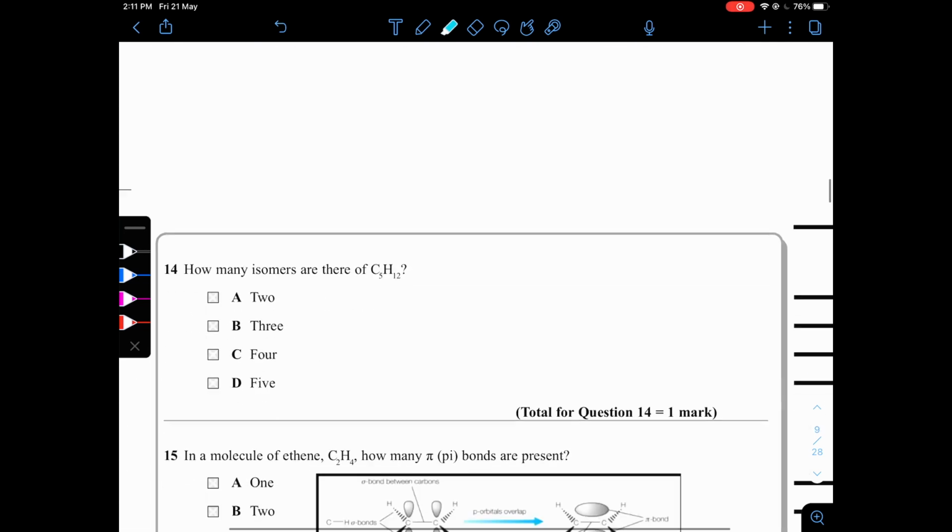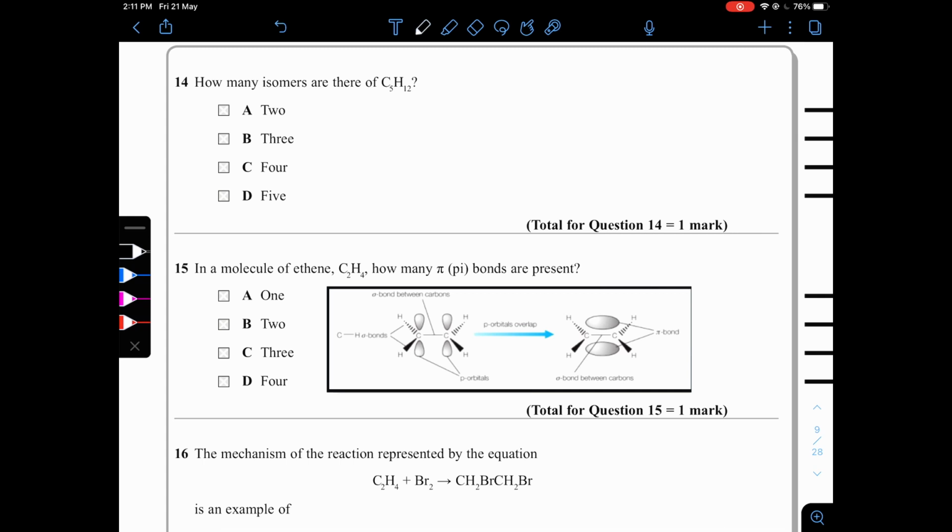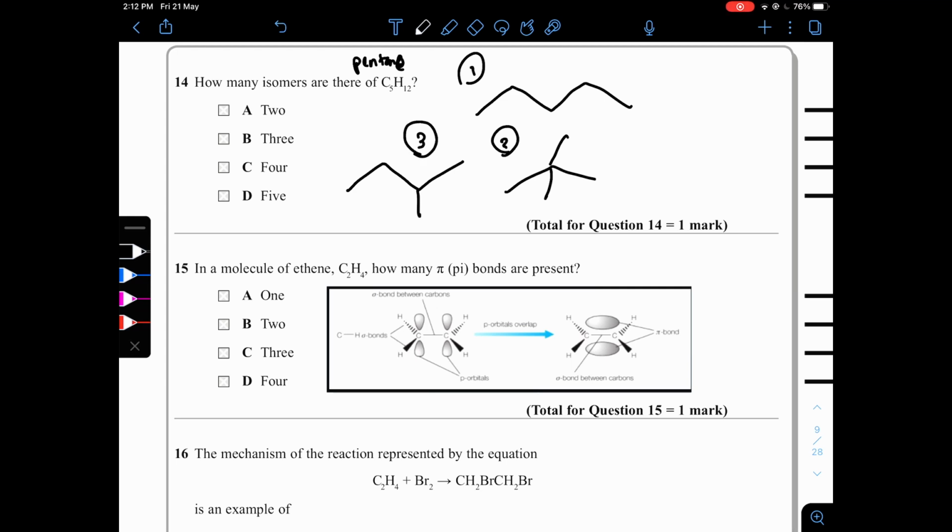Okay. Question number 14. How many isomers are there for C5H12, which is pentane? You can just draw them if you do not remember, so I'll draw them in skeletal formula. We have 1, 2, 3, 4, 5, that's the first isomer. Then 1, 2, 3, 4, 5, this is our second isomer. Our third isomer is 1, 2, 3, 1, 2, 3, 4, and we have 5 here. So these are our isomers. This is just pentane. This is a butane with a methyl group. This is a dimethyl group on a propane.